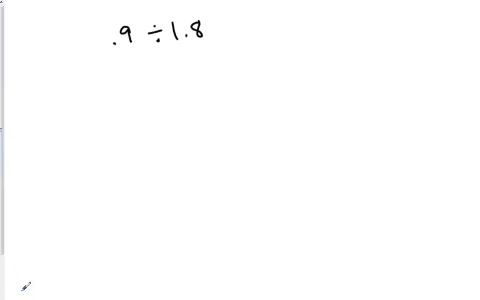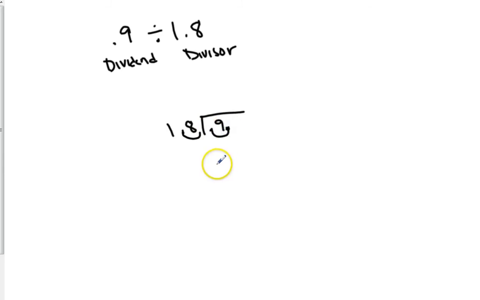In this problem, we're taking 9 tenths and we're dividing it by 1 and 8 tenths. Again, this is my dividend, and this is my divisor. So when I do this, 0.9 is going to go on the inside, and 1 and 8 tenths is going to go on the outside. I cannot divide something into 1 and 8 tenths equal pieces, so I'm going to multiply by 10 to make this 18, which means I have to multiply this also by 10, and my decimal comes over here on the other side of the 9. So my new problem now becomes 9 divided by 18.